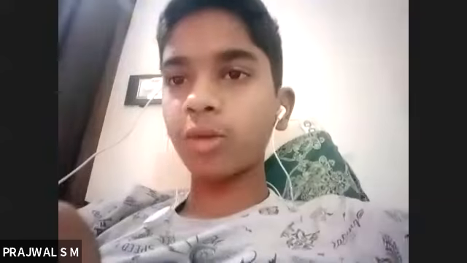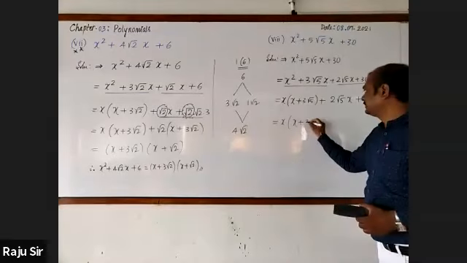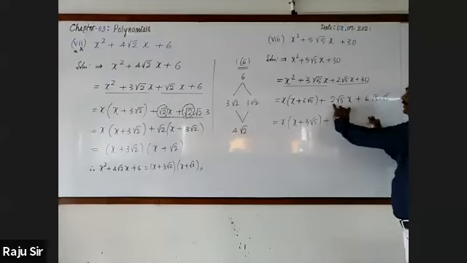Right. Root 5 is the common factor. The first group is x into x plus 3 root 5. Now, could you tell what is the common factor? Root 5 is the common factor. Observe, what is the common factor? 2 root 5. Very good.